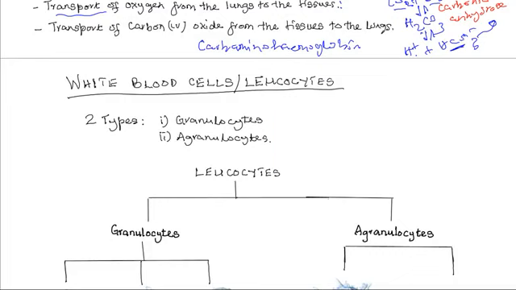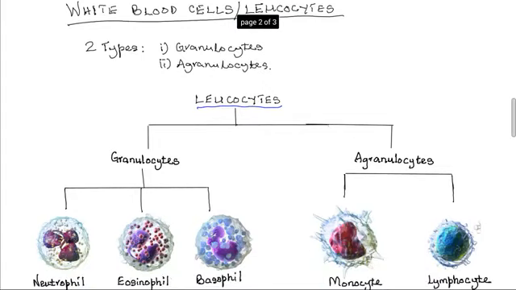Now, there are two types or groups of white blood cells. White blood cells, also known as leukocytes, are grouped into two, namely granulocytes and agranulocytes. Granulocytes are so called because they contain granules within their cytoplasm, which appear as dots. So granulocytes are so called because of the presence of protein granules within their cytoplasm.